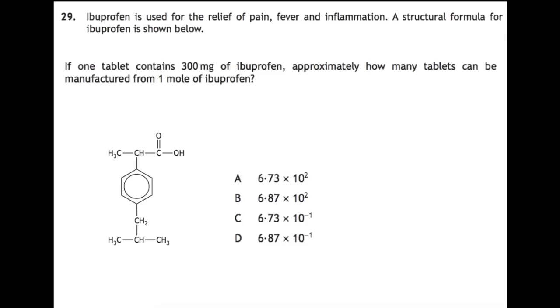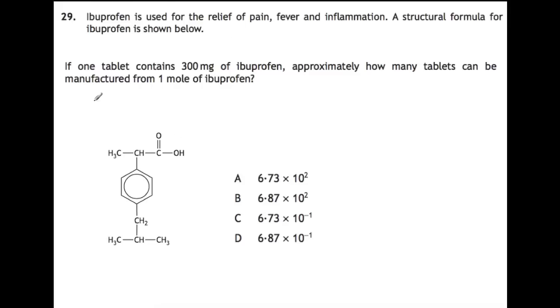Question 29. Ibuprofen is used for relief of pain, fever and inflammation. Structural formula for ibuprofen is shown here. If one tablet contains 300 milligrams of ibuprofen, how many tablets can be manufactured from 1 mole of ibuprofen? So we need to know what the mass of 1 mole of ibuprofen is.